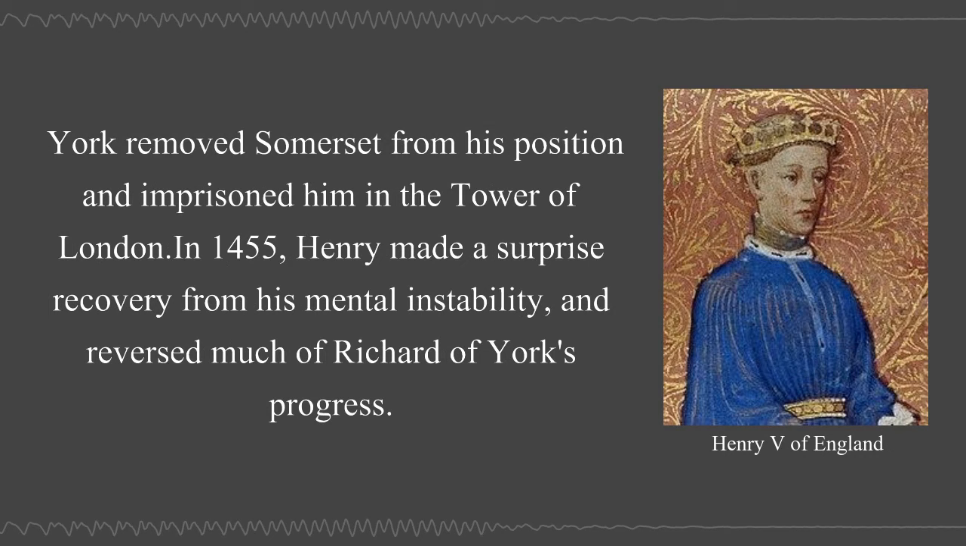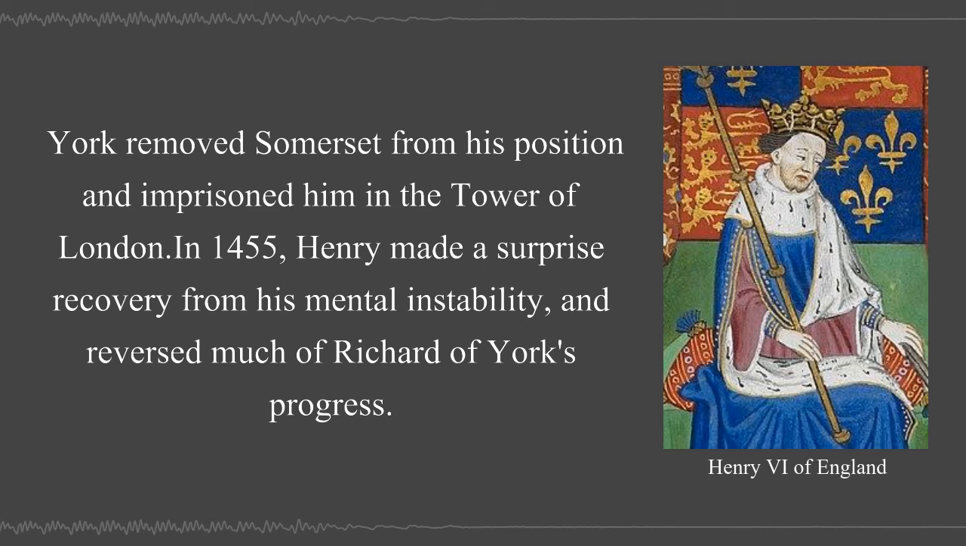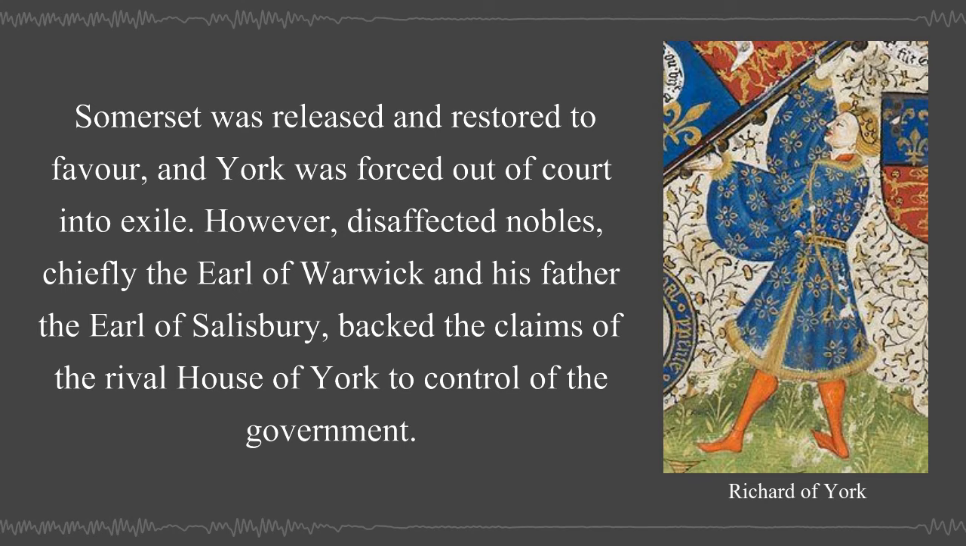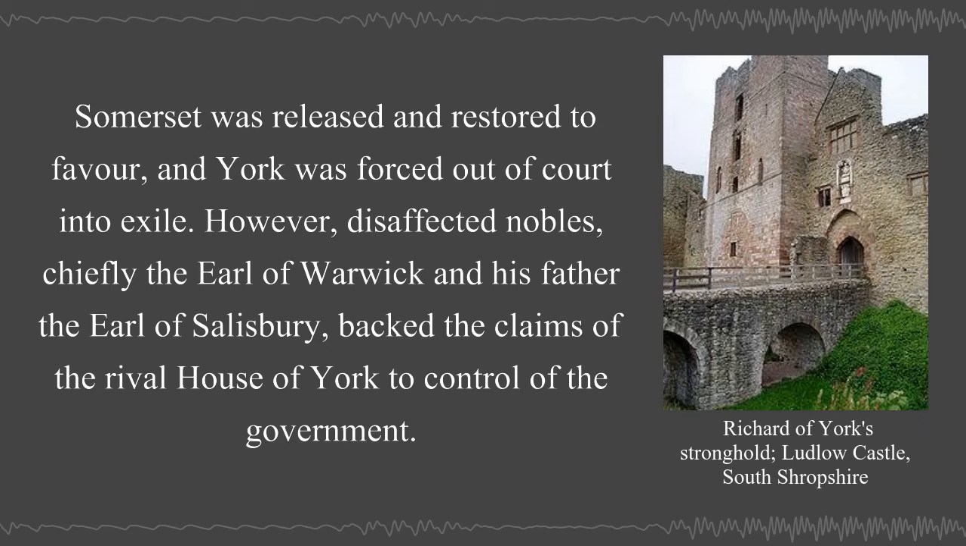York removed Somerset from his position and imprisoned him in the Tower of London. In 1455, Henry made a surprise recovery from his mental instability and reversed much of Richard of York's progress. Somerset was released and restored to favor, and York was forced out of court into exile. However, disaffected nobles, chiefly the Earl of Warwick and his father, the Earl of Salisbury, backed the claims of the rival House of York to control of the government.